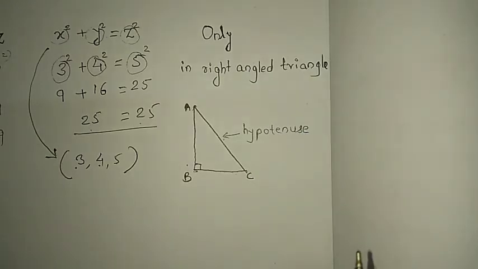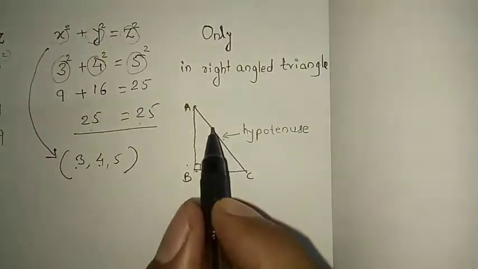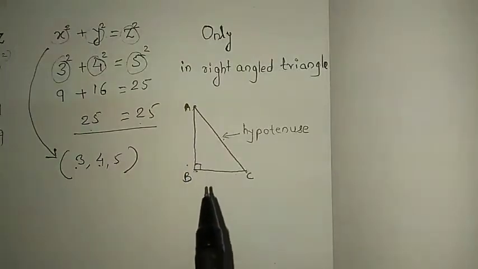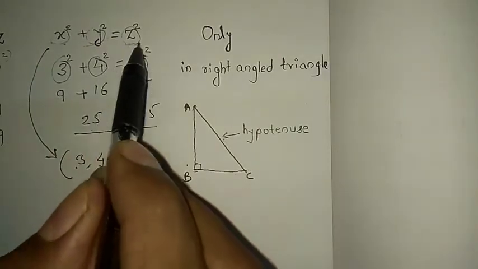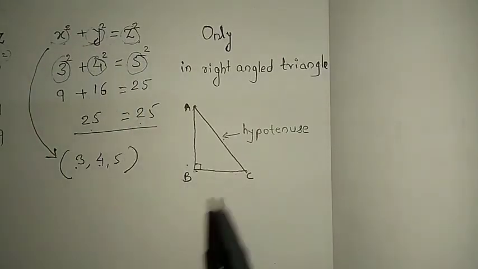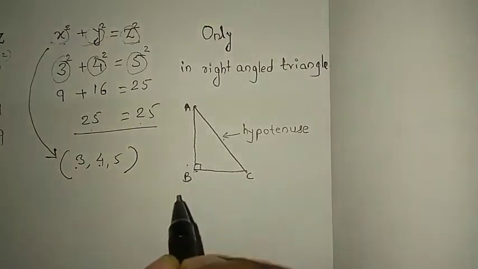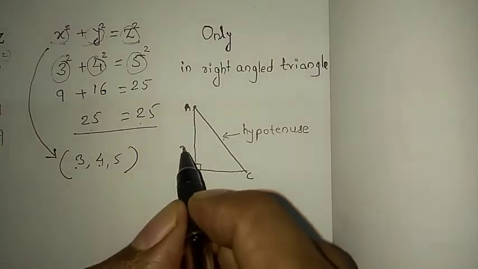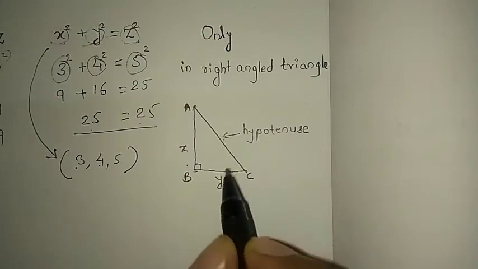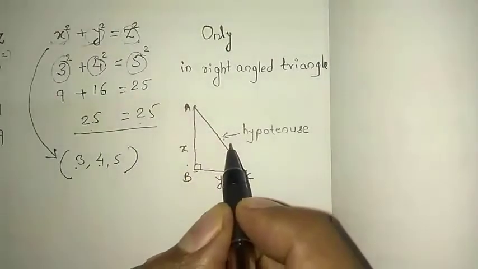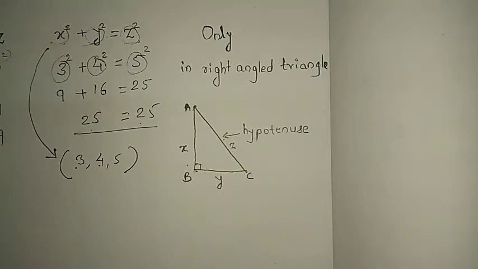Okay, and hypotenuse is the greatest side in a right angle triangle. So we have three sides here: x, y and z. If I consider the length of side AB is x, the length of side BC is y, and the length of side AC is z.